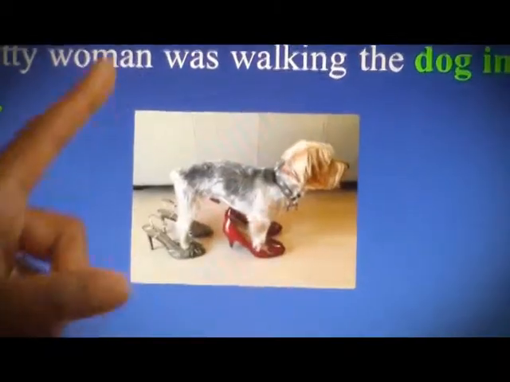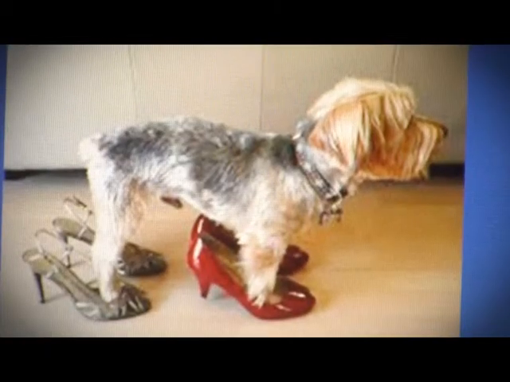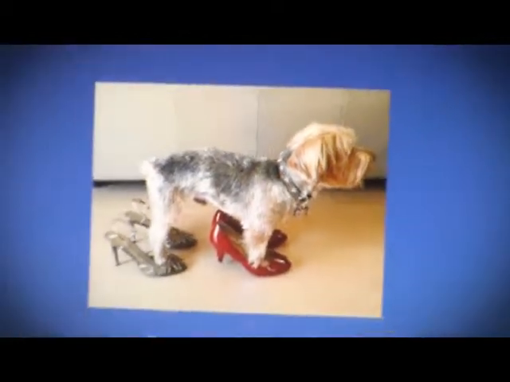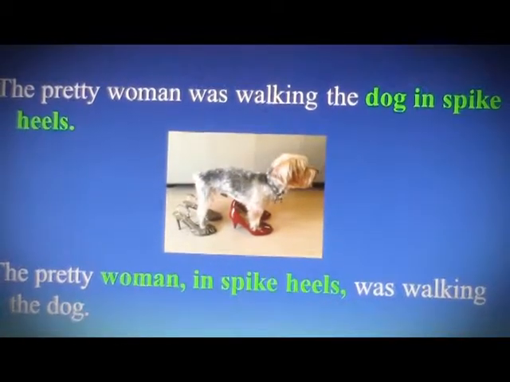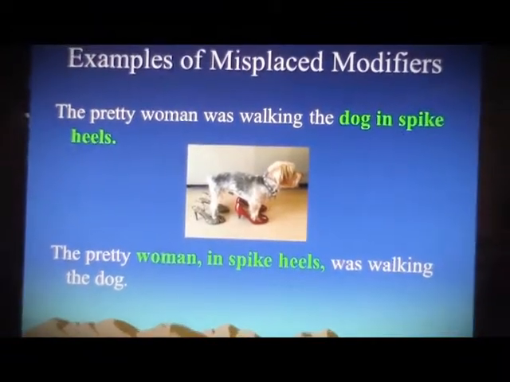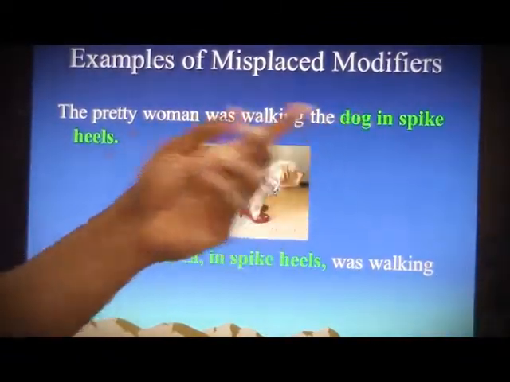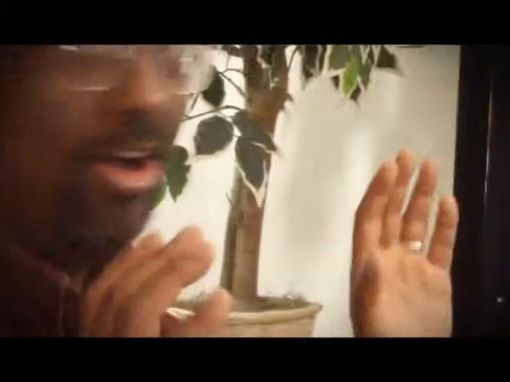Let's see what it really says. The pretty woman in spike heels, because the woman was in spike heels, was walking the dog. That makes a lot more sense. Placing the modifier in the wrong place can cause all kinds of trouble and confusion.